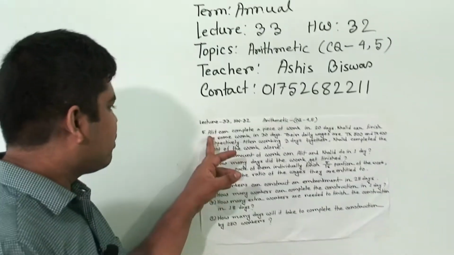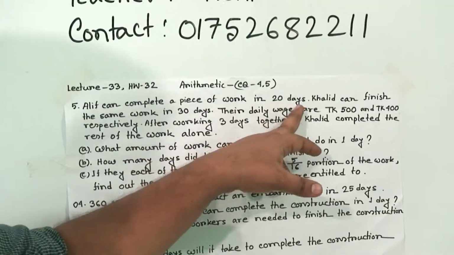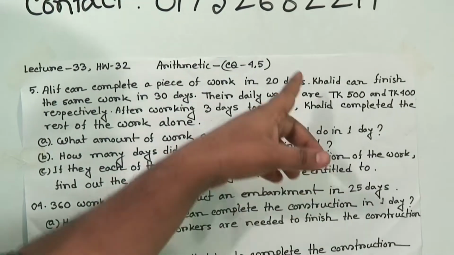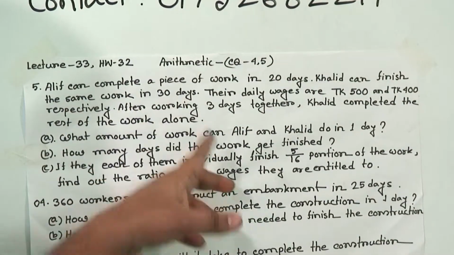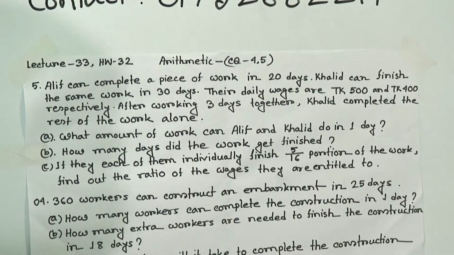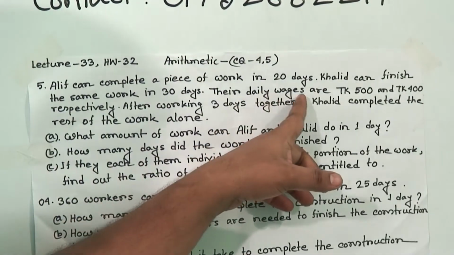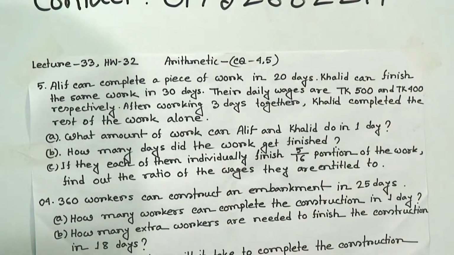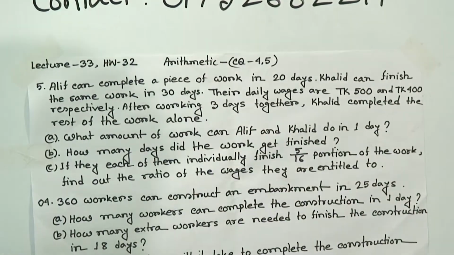Before starting our class, at first we read the question. Question number 5. Alif can complete a piece of work in 20 days. That means Alif is a person who can complete a piece of work in 20 days. Khalid can finish the same work in 30 days. That means Khalid, another person, can finish that amount of work in 30 days. Their daily wages are taka 500 and taka 400. That means Alif's wage is 500 taka and Khalid's wage is 400 taka.